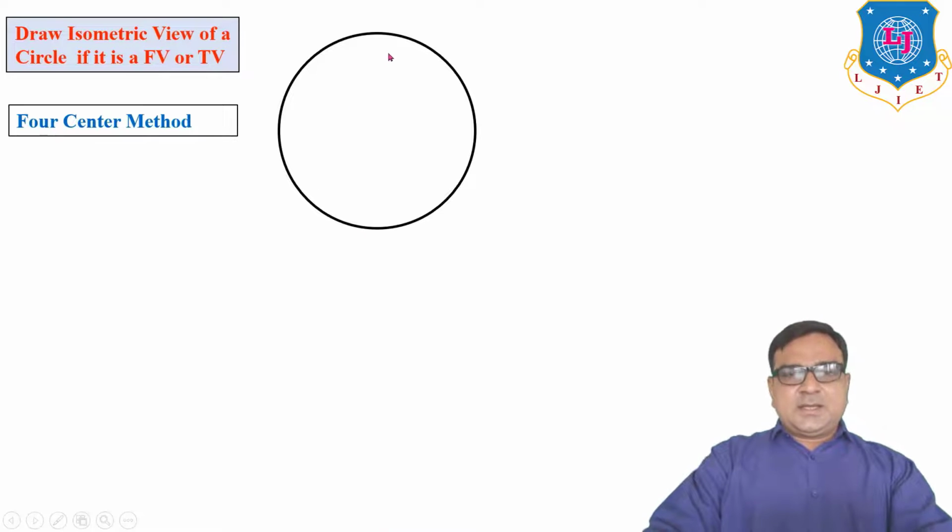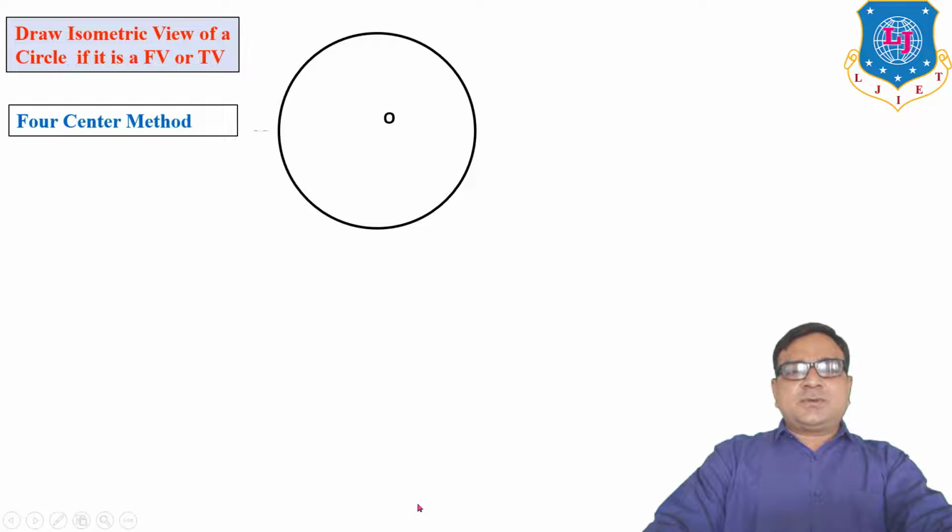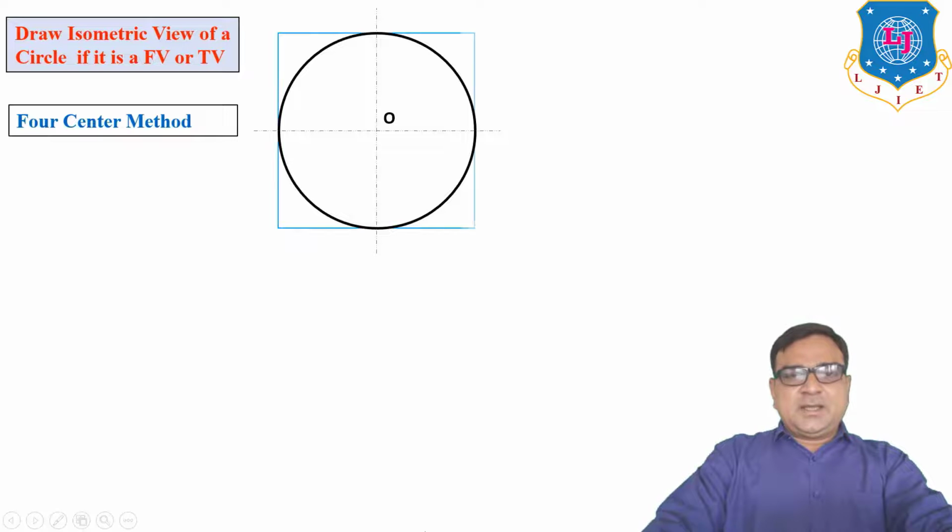Let us see. This is my one view, front view or top view of the circle. This is 2D orthographic projection. First of all, you have to take horizontal and vertical axes from the center of the circle and draw the square. Insert ABCD at the corners of the square and PQRS at the midpoint of every side of the square. Here the dimension of the square, the length AB, is equal to the diameter of the circle.